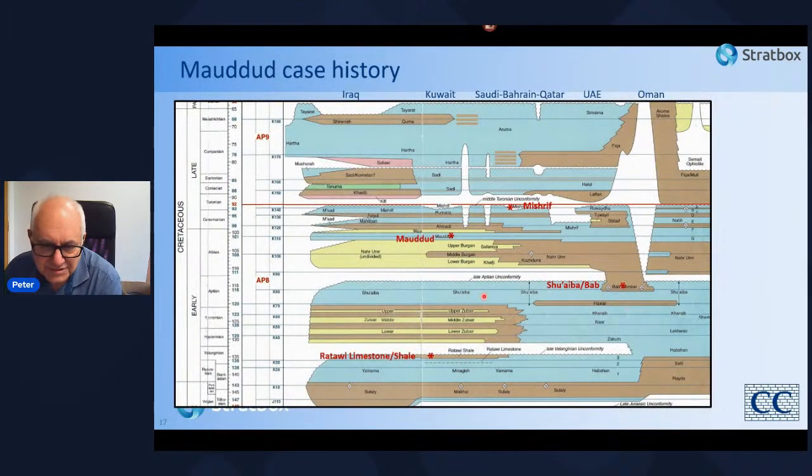Okay, I now want to go further up in the stratigraphy into the late Albian and look at the Mauddud carbonate interval. And this is a reservoir case history.